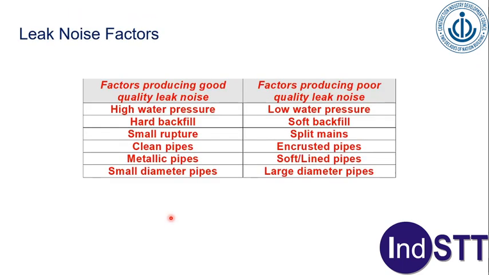Now, leak noise factors. The factors which produce good quality leak noise are high water pressure, hard backfill, small rupture, clean pipes, metallic pipes, and small diameter pipes. So if you have these conditions being met, you will have a very good quality leak noise. Whereas if you have low water pressure, soft backfill, split mains, crusted pipes, soft lined pipes, and large diameter pipes, your leak noise will be of poor quality.